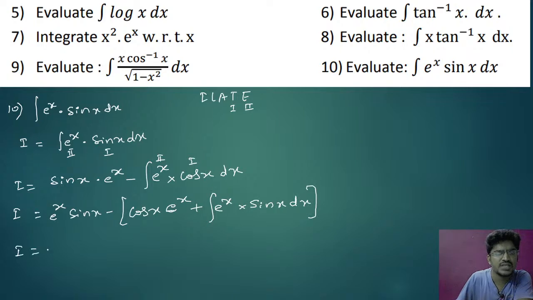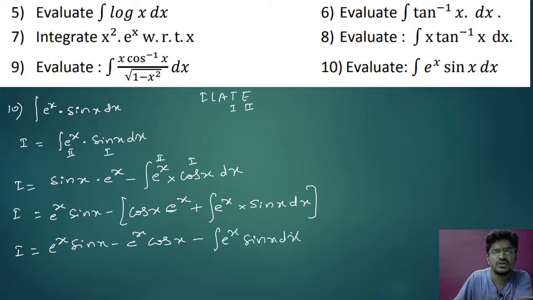So now you see this, I equal to e raised to x into sin x minus, into this term is e raised to x into cos x, plus into minus is minus integration of e raised to x into sin x with respect to dx. So see your first equation, that is I. Okay, this is nothing but what? This is nothing but I.